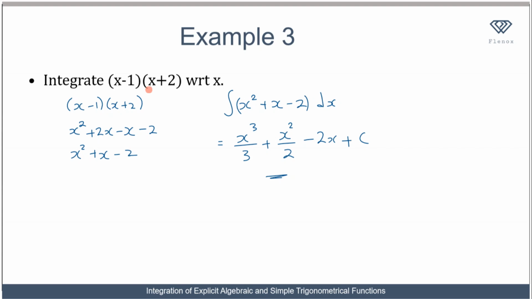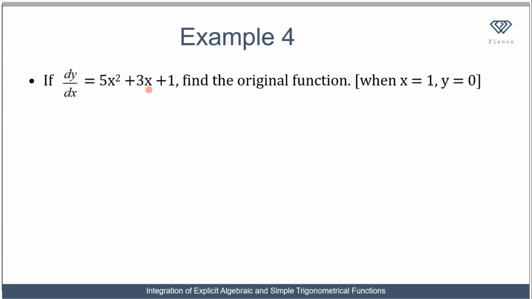So now let's look at the last example under the integration of algebraic expressions. So here we are told that if dy over dx is this, we should find the original function. So we are given dy dx and we are told to find the original function. And as I've explained before, we had an original function which we differentiated to get this, but now they want us to find what that original function was. So we have to integrate it or reverse the differentiation that we did. So I can write this out by saying dy is equal to 5x squared plus 3x plus 1 times dx.